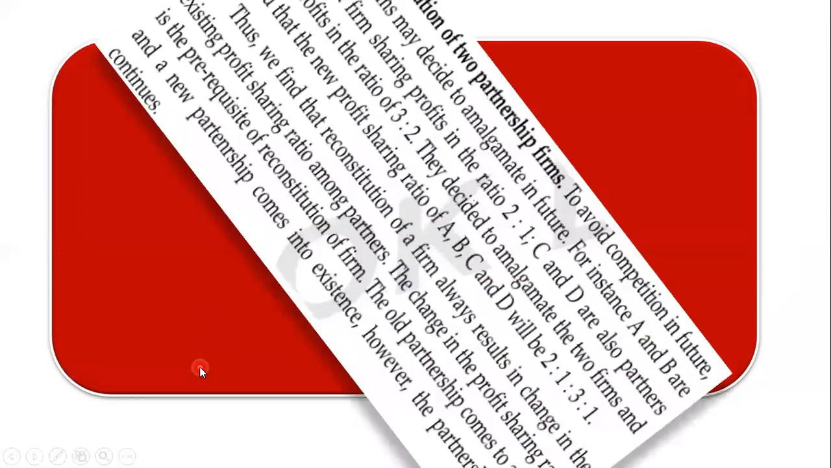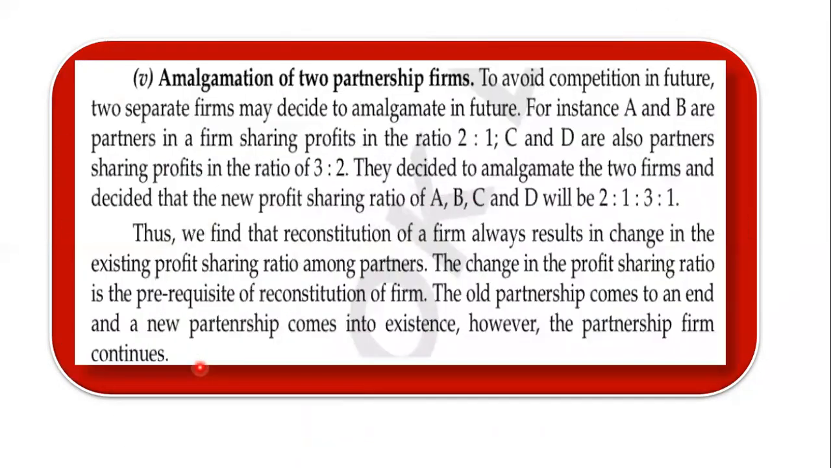So I think you have understood why the reconstitution happens. The main reason of reconstitution is the change in profit sharing ratio.